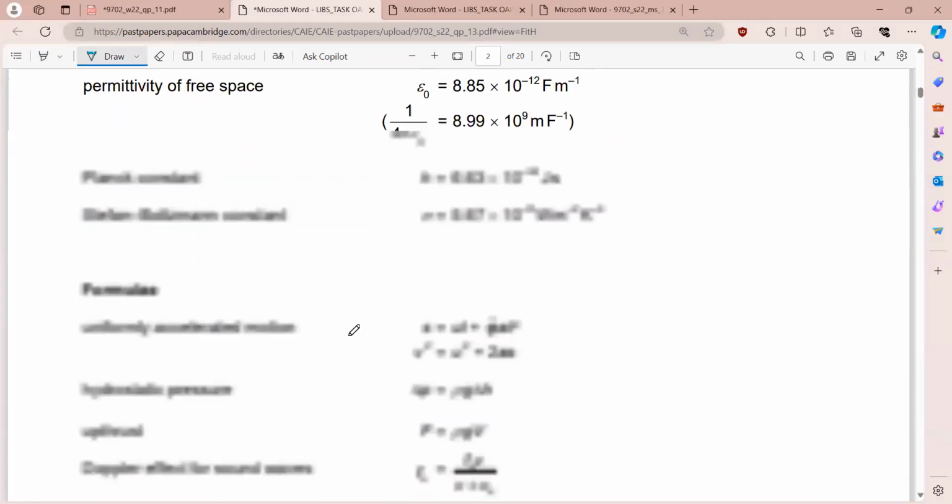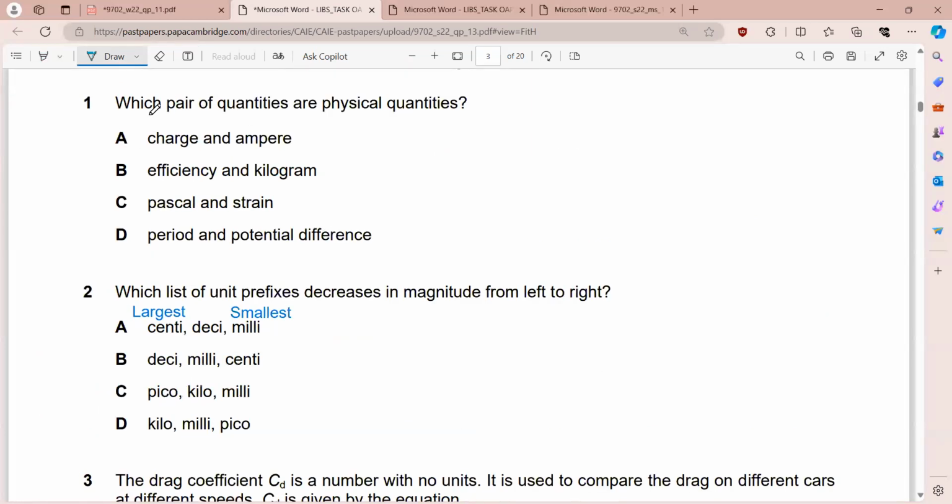So the first question here is asking which pair of quantities are physical quantities. Now, physical quantities, you have to remember, always have a magnitude and a unit. So you can't have the unit separately or magnitude separately when you're looking at physical quantities. Now let's look at the first option. The first option has charge and ampere. Now we know that ampere is a unit. So anything with unit is not a physical quantity, it's a physical unit.